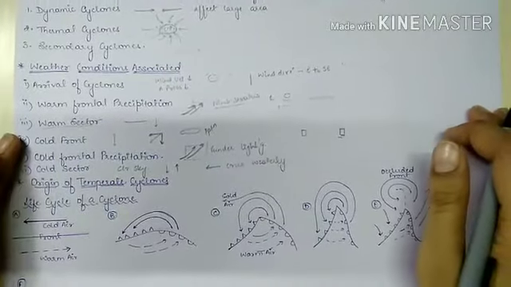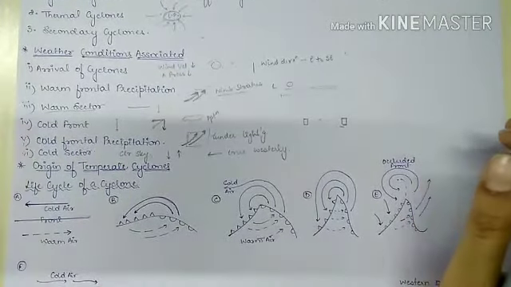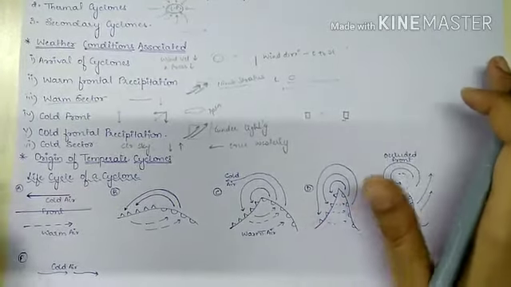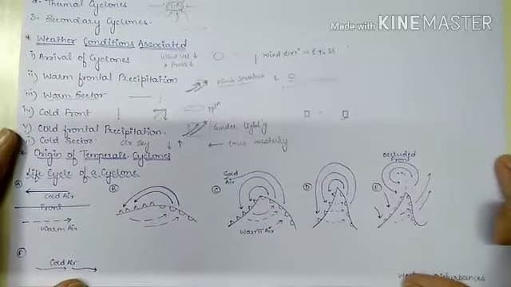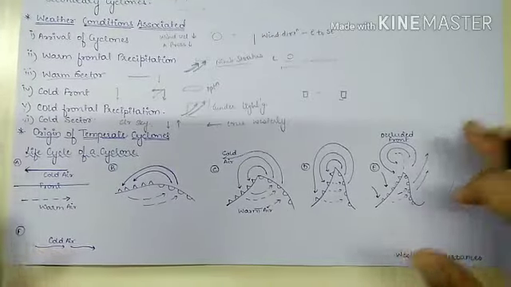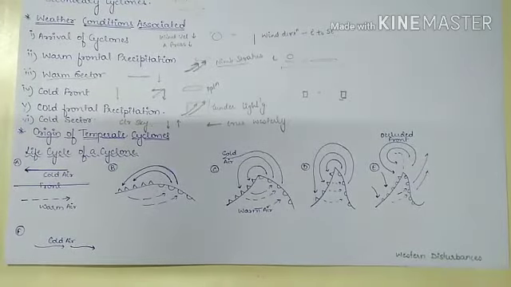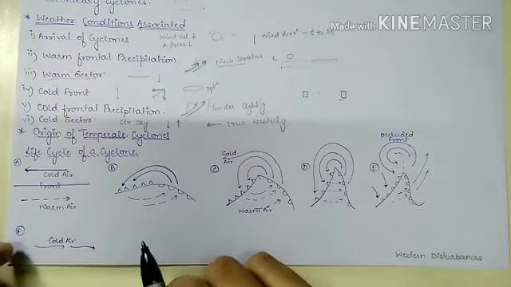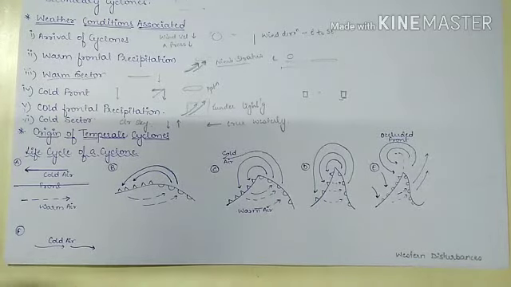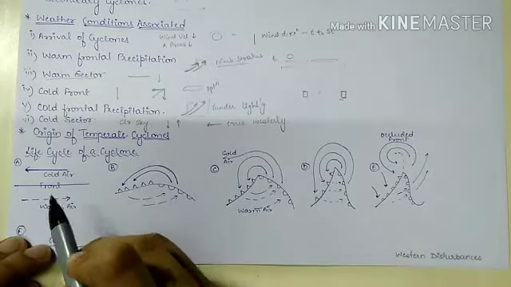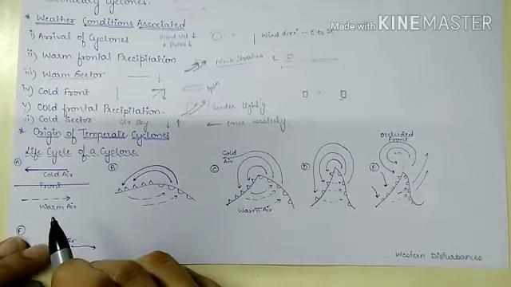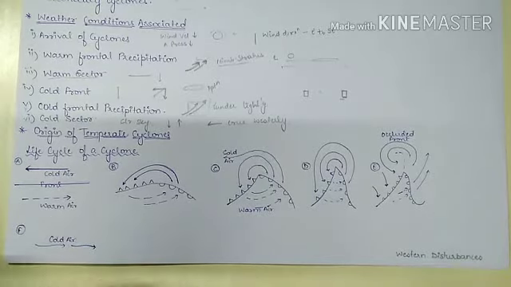Now we will look into the life cycle of cyclones. The life cycle of cyclones, as we have done in frontogenesis, is the same. It is completed in 6 successive stages. The first stage is convergence of two air masses. There is convergence of two air masses with contrasting physical properties, and they are moving in opposite directions.